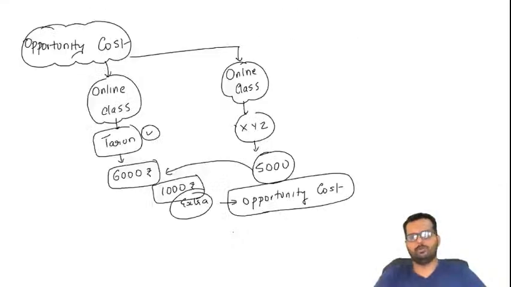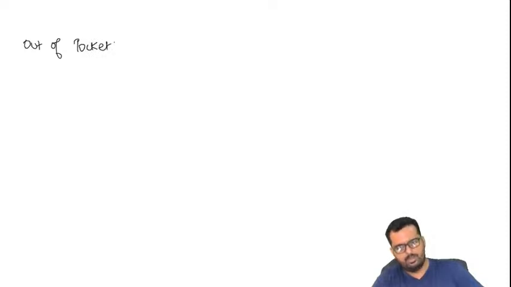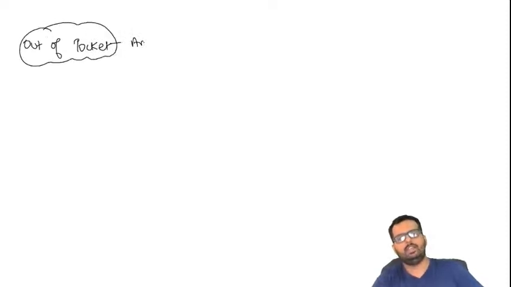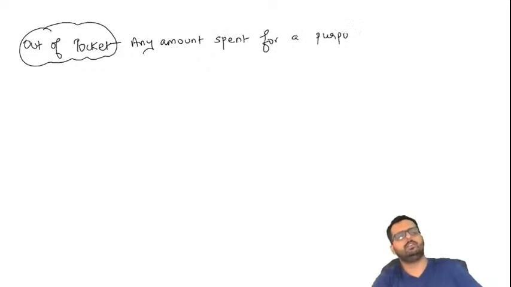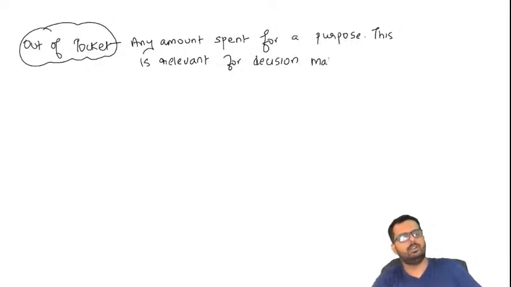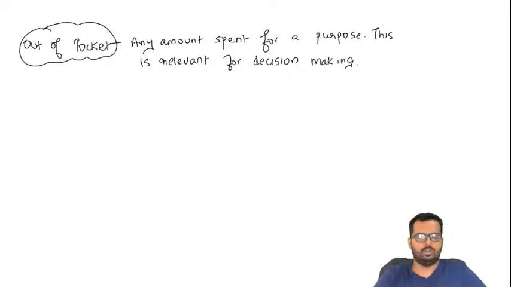Out of pocket cost. Friends, that is also one form of discretionary cost. From your pocket, whatever cost you take out is relevant for decision making. Out of pocket cost is any amount spent for a purpose. This is relevant for decision making. Alright? Can you please write this down in your books?